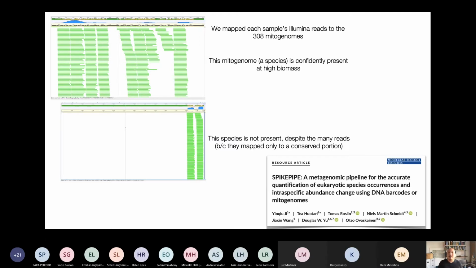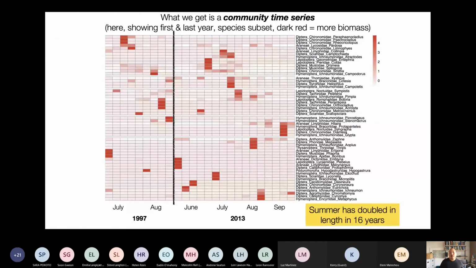That's a false positive. It's very easy to separate false positives from true positives. We've done tests, and we can do a perfect separation. And so when you do all this, and you spend a lot of time on the computer, what you end up getting is what I'm calling a community time series. So you're going from left to right.